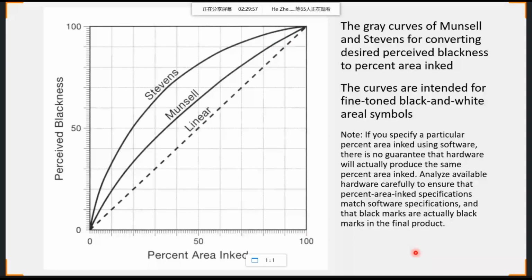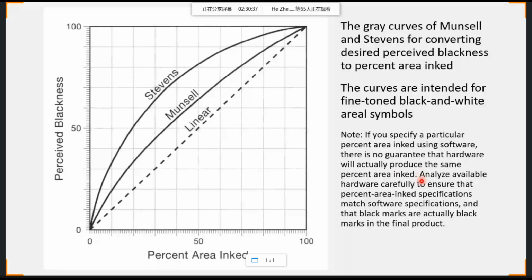And yes, you should keep in mind that if you specify a particular percent area inked using software, there is no guarantee that hardware will actually produce the same percent area inked. So if you use some software for mapping, and you can exactly give the number you want, you say, okay, I want to ink 90%. It does not mean that on the screen you actually see exactly this 90%. So the hardware might produce a value that's a bit different from that one.